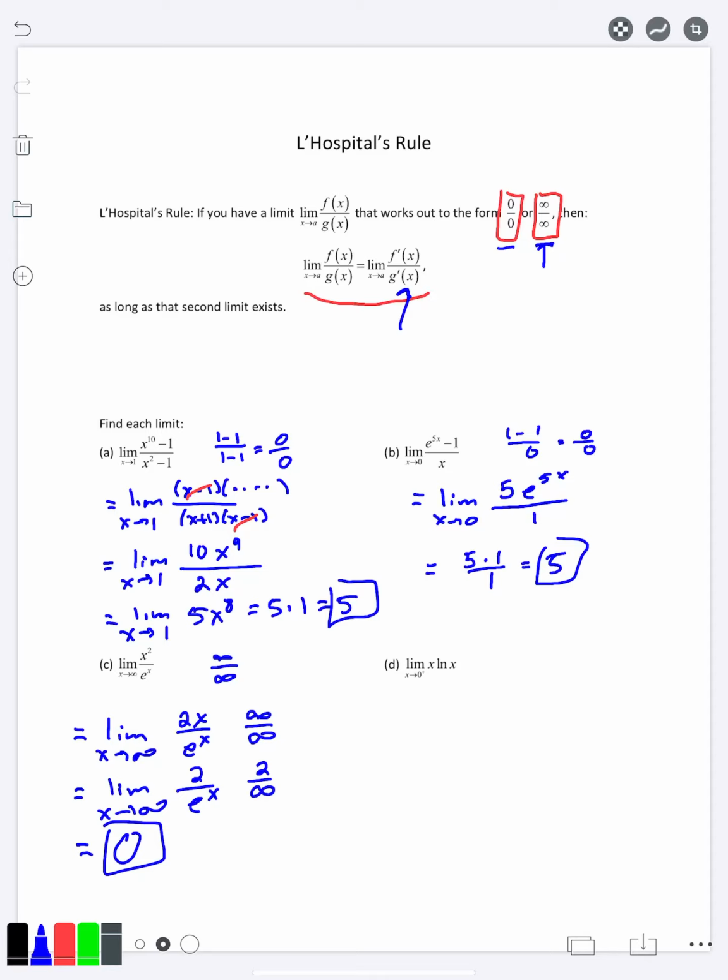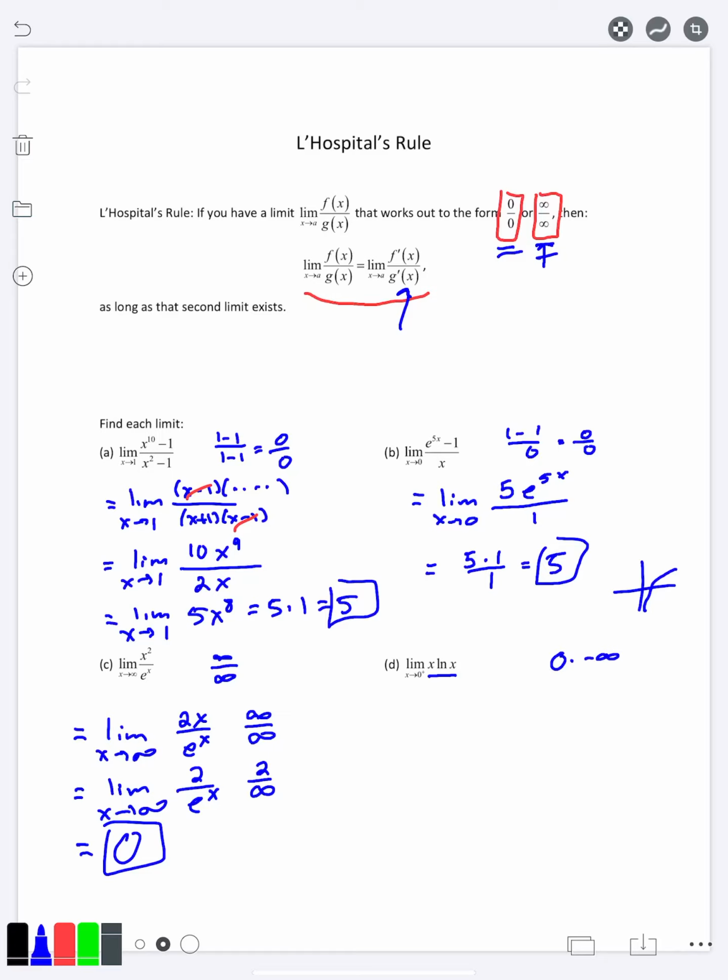Now this last one over here is a little bit different because you see there's no fraction there at all. It's actually two things multiplied by each other. Now if x goes to 0 on the first part, you get 0. And if x goes to 0 for the natural log, that's going to go to negative infinity, right? Look at the natural log graph here. So we have 0 times infinity, but that is not one of my allowable formats to use L'Hopital's rule.